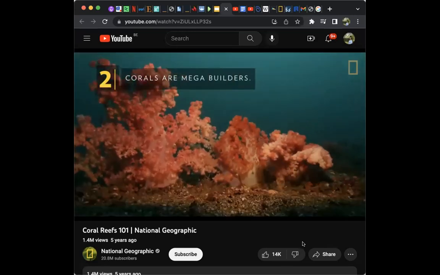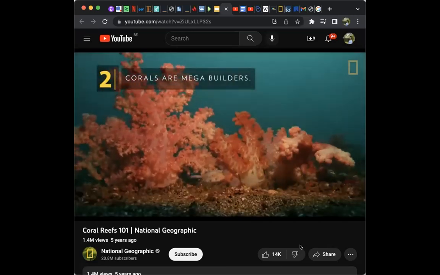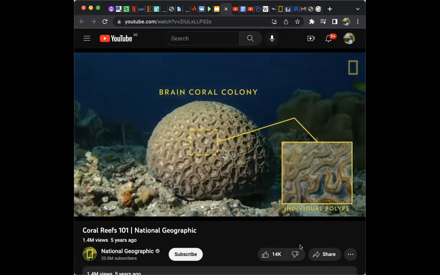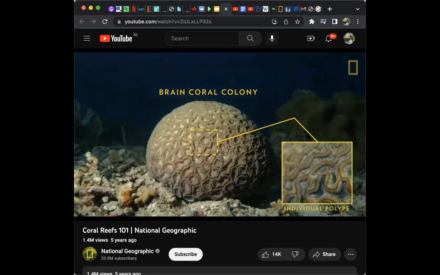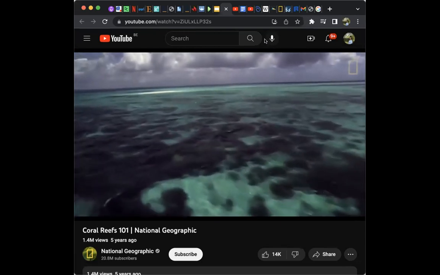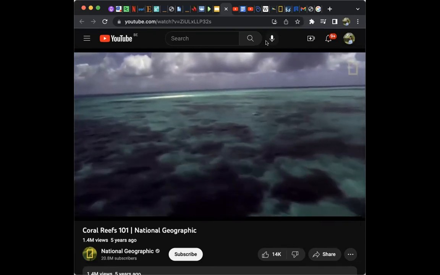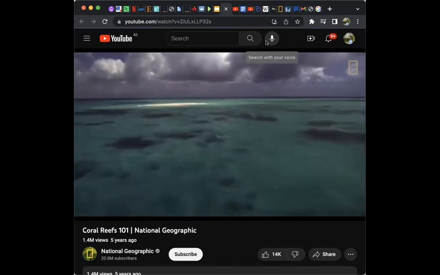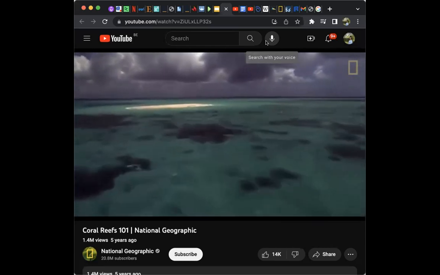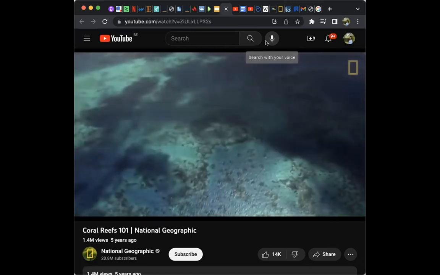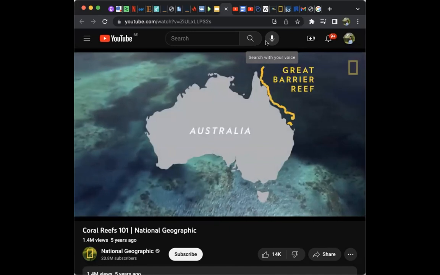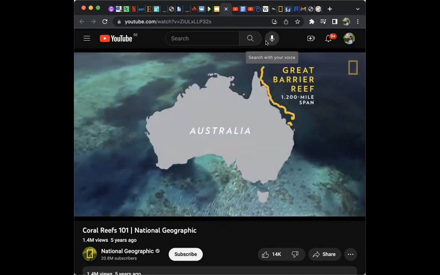Corals are megabuilders. Polyp calicles connect to one another, creating a colony that acts as a single organism. As colonies grow over hundreds and thousands of years, they join with other colonies and become reefs that can grow to hundreds of miles long. The largest coral reef is Australia's Great Barrier Reef, which began growing about 20,000 years ago.